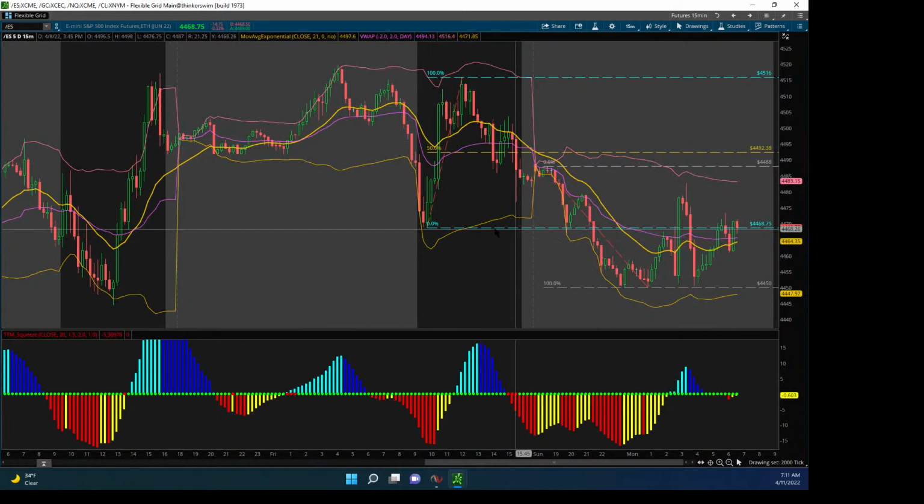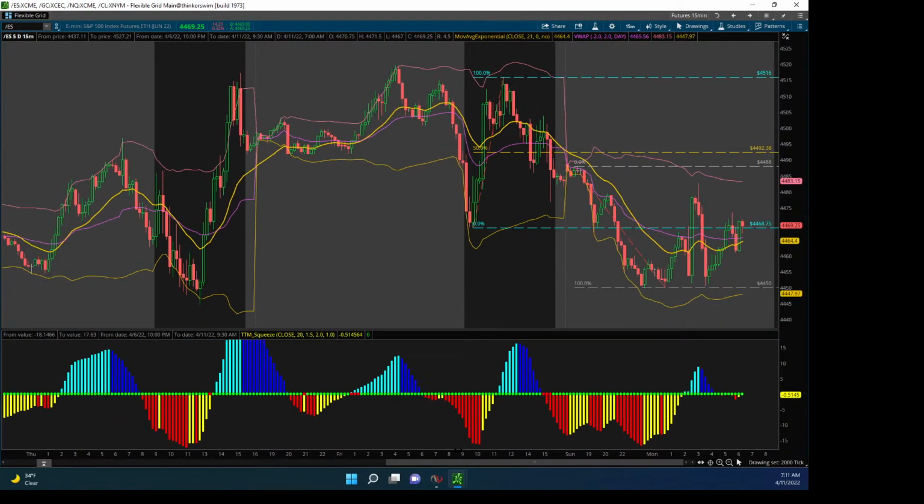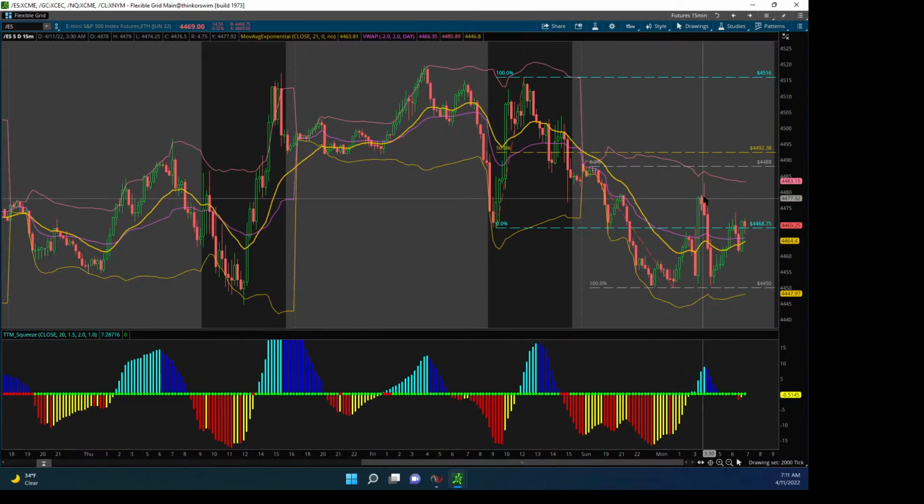So ES, you see, it's right around the previous day low. So it's moving bearish. We'll see if it recovers. If it moves up above this pivot high here, then it could be a little bit more bullish and reversing, but we'll see.